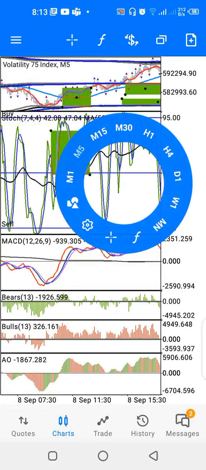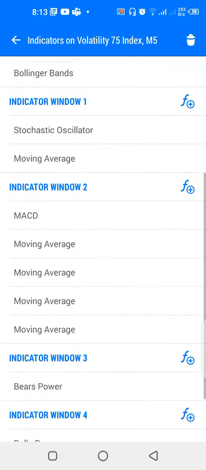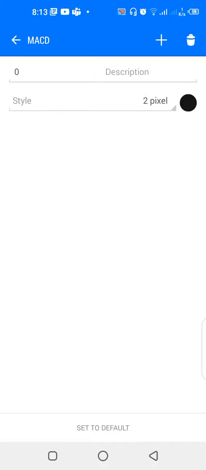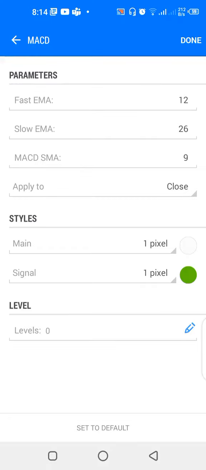Let's look at the parameters for indicator window two. You have MACD. The fast EMA is 12, slow EMA is 26, MACD SMA is 9, apply to close. The main style color, no color. Signal style color is green. Of course, you have 0 to be your MACD level, at 0 point.